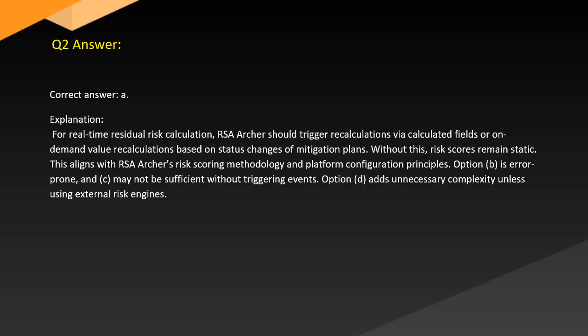Answer. Correct answer: A. Explanation. For real-time residual risk calculation, RSA Archer should trigger recalculations via calculated fields or on-demand value recalculations based on status changes of mitigation plans. Without this, risk scores remain static. This aligns with RSA Archer's risk scoring methodology and platform configuration principles. Option B is error-prone and C may not be sufficient without triggering events. Option D adds unnecessary complexity unless using external risk engines.